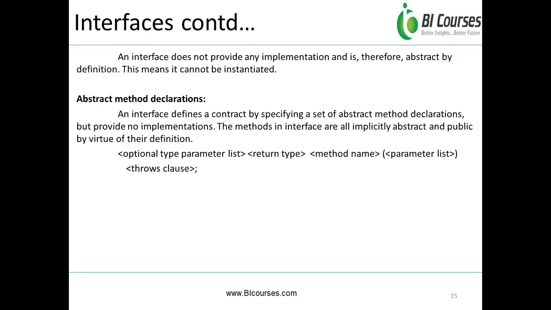It cannot be instantiated. Because you don't have any implementation in the methods, whoever extends these interfaces has to implement the definitions of those abstract methods, and you can create an object of classes, not of interfaces. An interface defines a contract by specifying a set of abstract method declarations but provides no implementations. Let me give an example on interfaces.